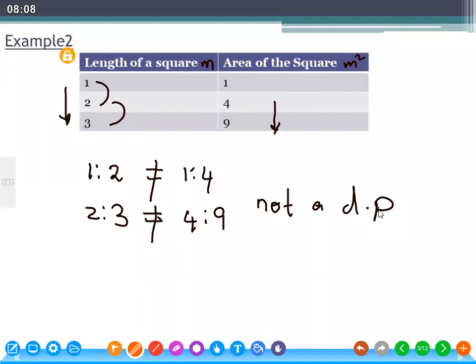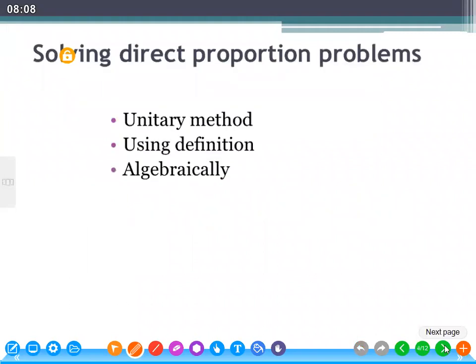So students, now you know what is a direct proportion and what is not a direct proportion. Okay, now we are going to see solving direct proportion problems. You can solve direct proportion problems using three methods. One is the unitary method, second is using definition, and the third one is algebraically. Now we are going to see about the unitary method.